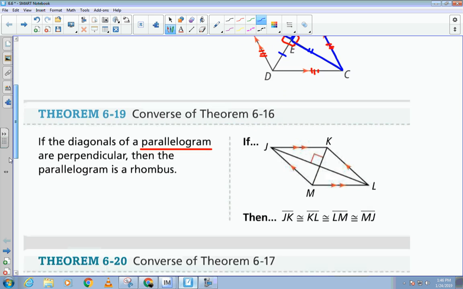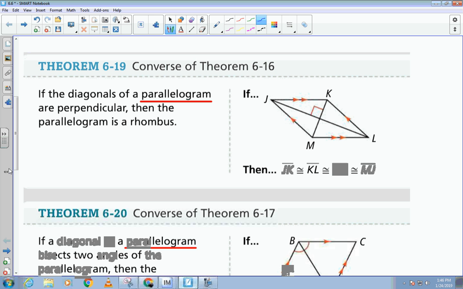So, that leads us to this theorem. If the diagonals of the parallelogram are perpendicular, then the parallelogram is a rhombus. Now notice how I underlined this parallelogram. It has to be established as a parallelogram, and the diagonals have to be perpendicular. Why would it have to be established as a parallelogram? Why couldn't it be any quadrilateral? Well, a rhombus is a parallelogram, but why couldn't I just say any quadrilateral with perpendicular diagonals makes a rhombus?